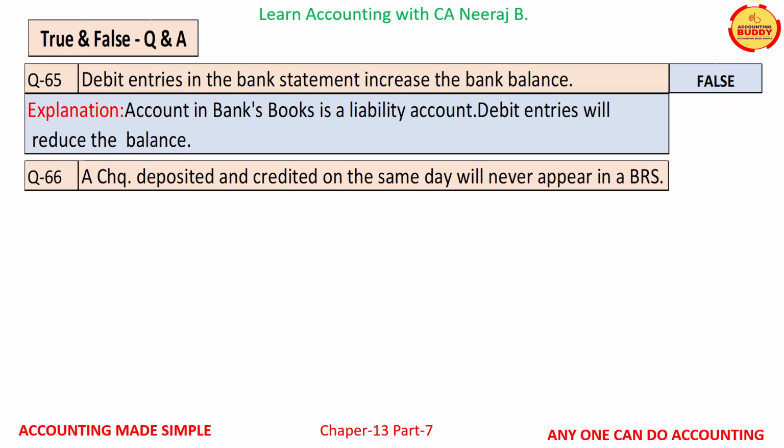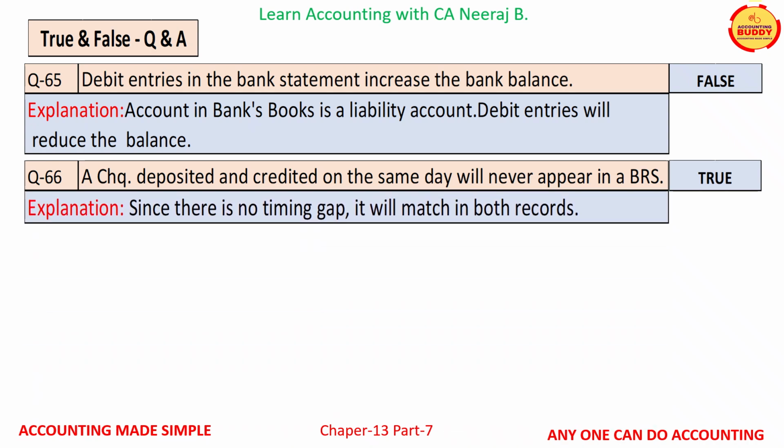Question number 66 is a check deposited and entered on the same day will never appear in a bank reconciliation statement. This is a true statement. Since there is no timing gap, it will match in both the records.